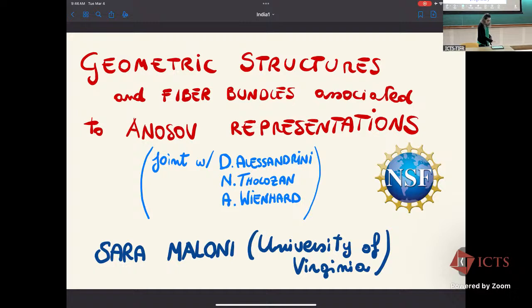So hopefully I will arrive at the end today to say something about the joint work with Daniele Alessandrini, Nicolas Tholozan, and Anna Wienhard. And in particular, I gave it away, these quotients will be fiber bundles. Tomorrow we will discuss, hopefully, the topology of the fiber. Please stop me at any time. And if time permits, I have a lot of proofs that we can do together. I might skip some depending on time.